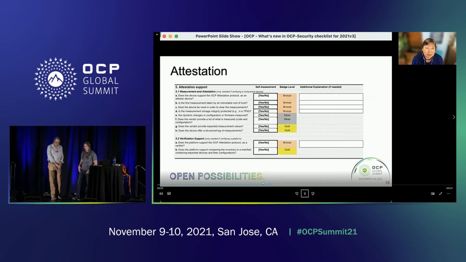5.1b says, is the first measurement taken by an immutable root of trust? Meaning, is it read-only memory? Is it hardware? What is it that takes that very first measurement or records the first thing about the device? And it has to be immutable, meaning it cannot change.